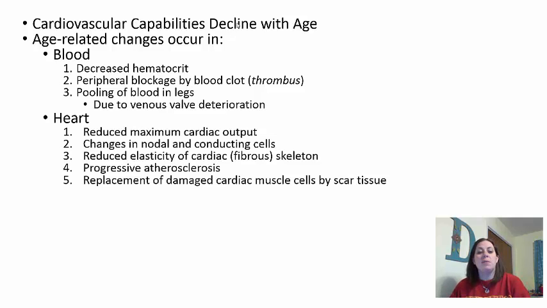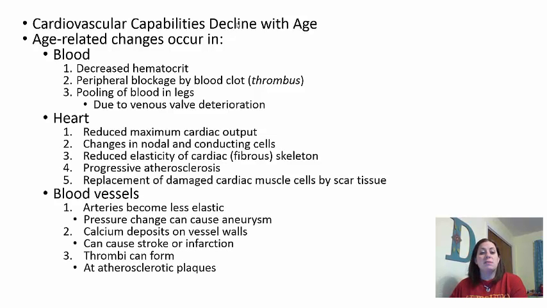We also see that there could be progressive arteriosclerosis, where we start to see a narrowing as we move through the heart and also the blood vessels. There is also replacement of damaged cardiac muscle cells by scar tissue. And scar tissue, guys, is just a filler tissue. It's not actually functional. The blood vessels themselves, we can see the arteries can become less elastic.